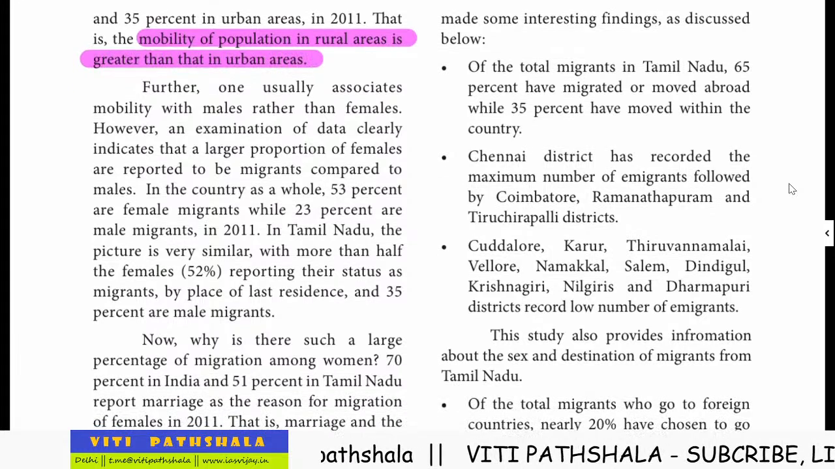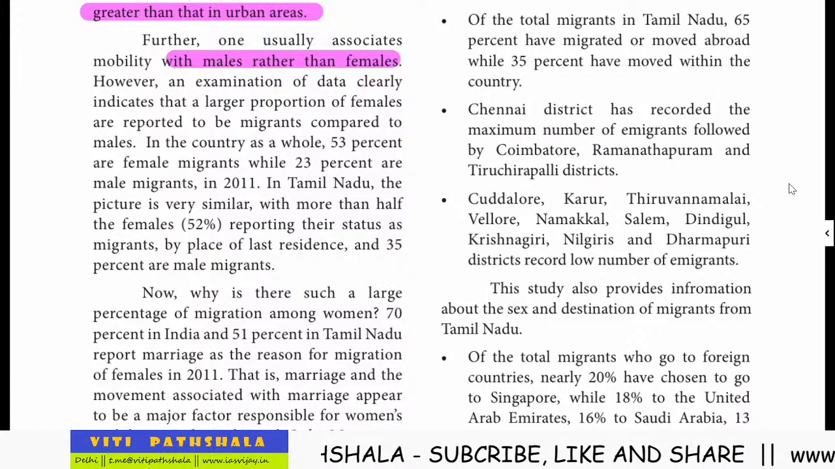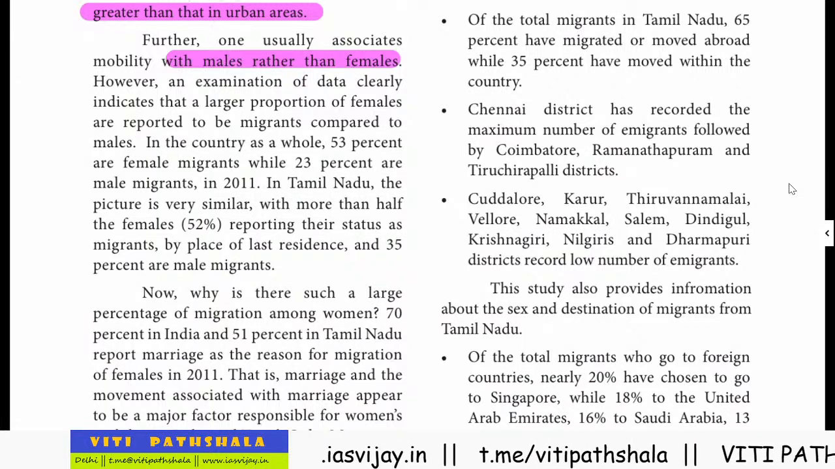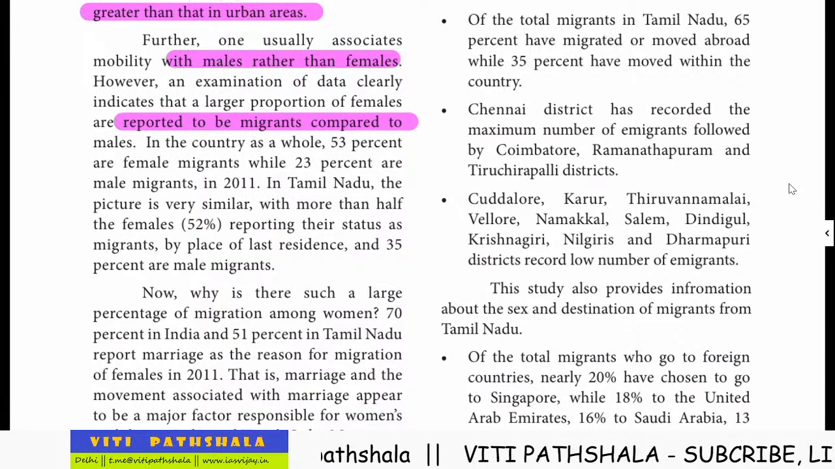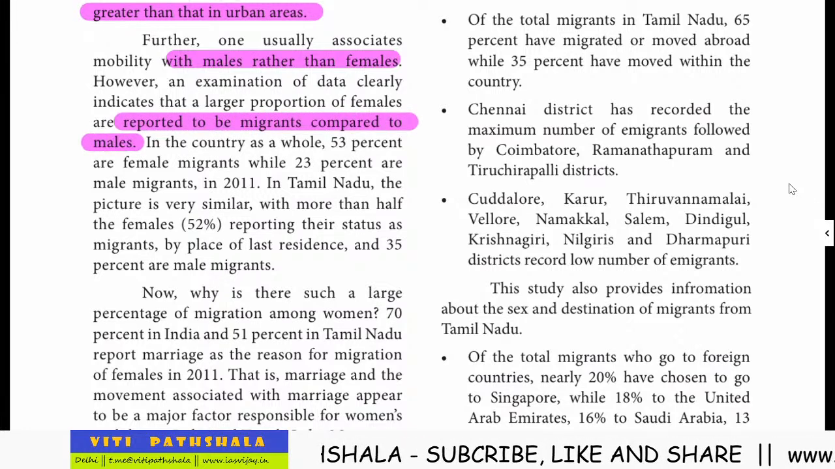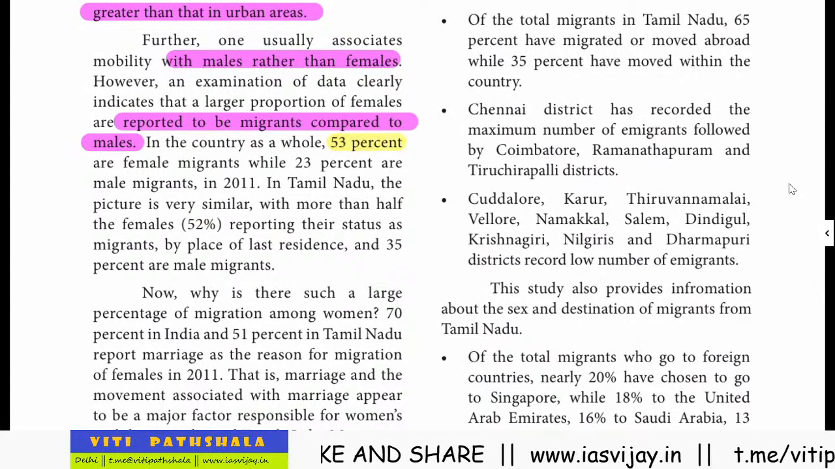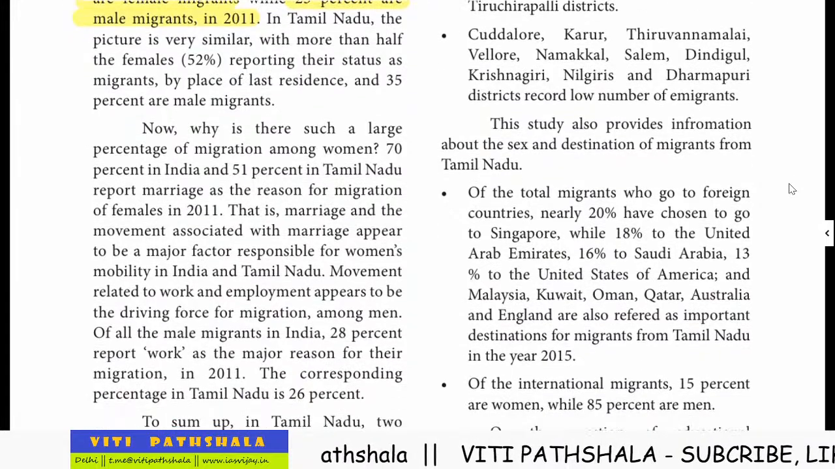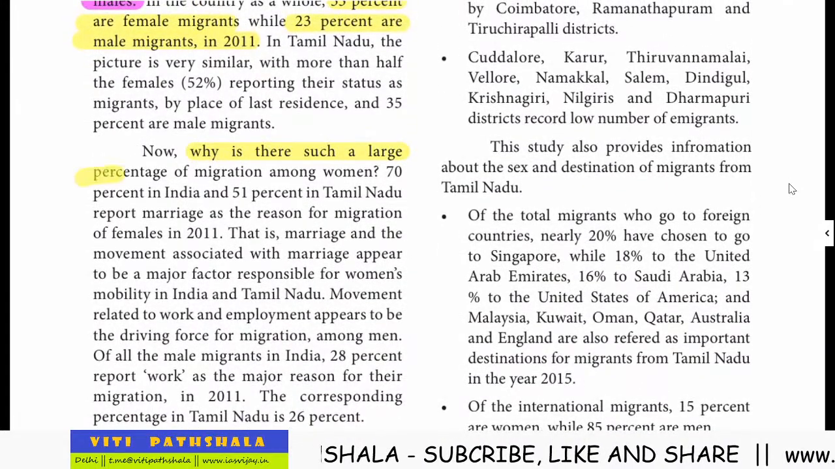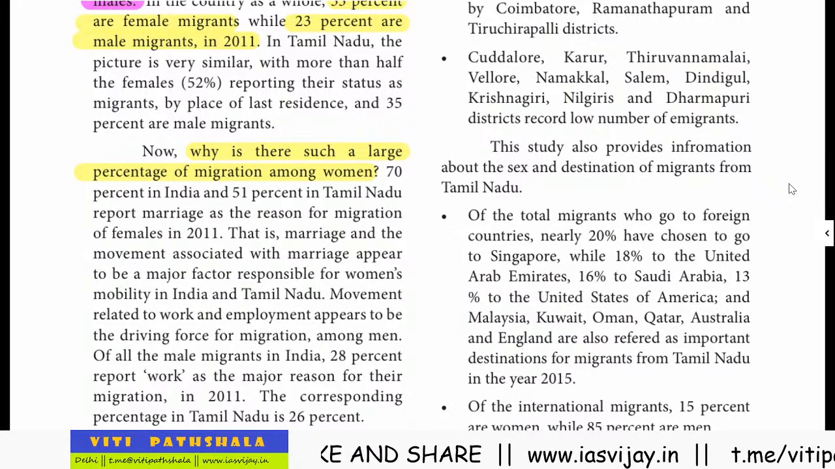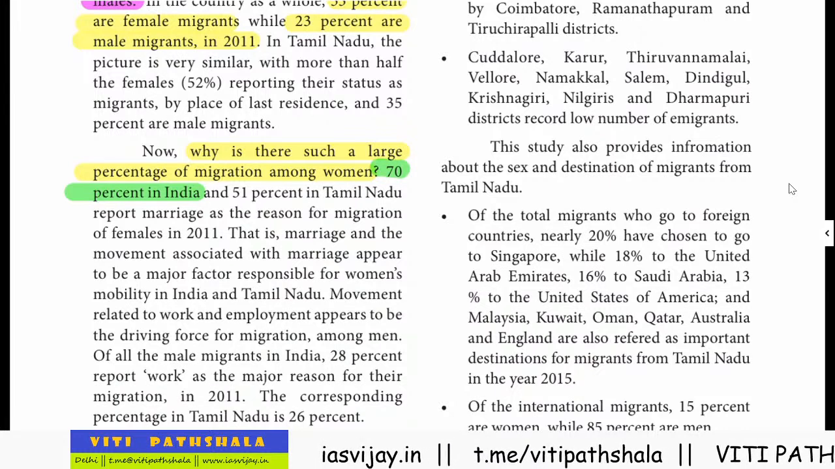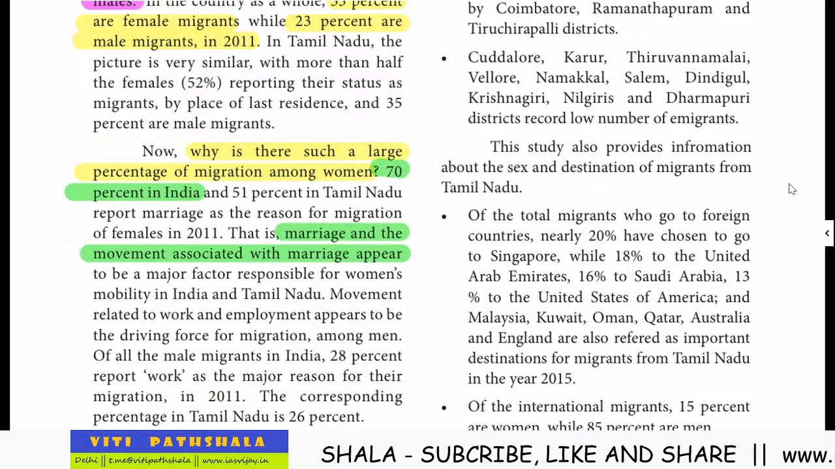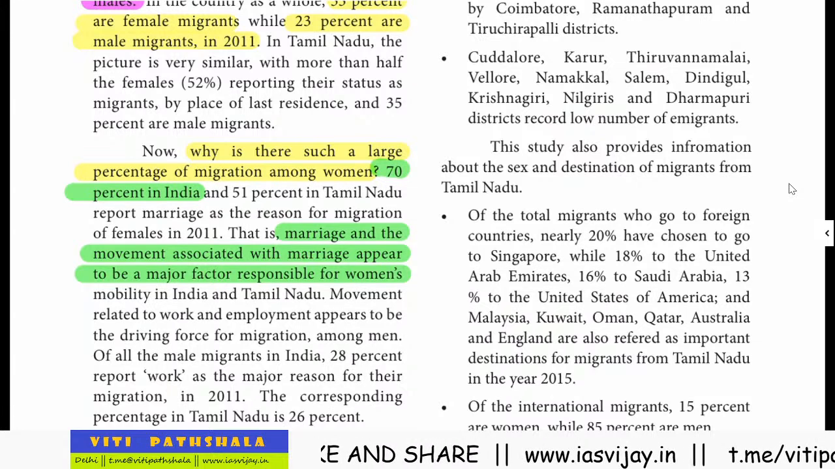Furthermore, one usually associates mobility with males rather than females. However, an examination of the data clearly indicates that a larger proportion of females are reported to be migrants as compared to males. In the country as a whole, 53% are female migrants, while 20% are male migrants in 2011. Now, why is there such a large percentage of migration among women? 70% in India give marriage as the reason for migration of females, and the movement associated with marriage appears to be a major factor responsible for women's mobility in India.